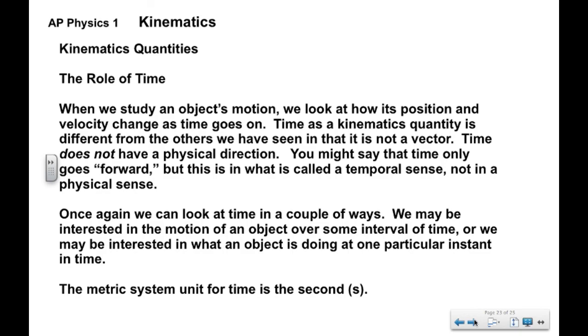Once again, we can look at time in a couple of different ways. We may be interested in the motion of an object over an interval of time, or we may be interested in what the object is doing at one particular time. Either way, the metric system unit for time is the second, and lowercase s is the symbol for seconds.